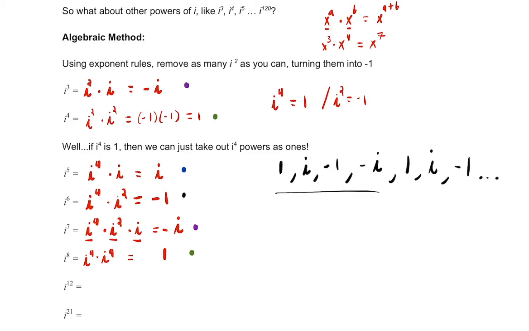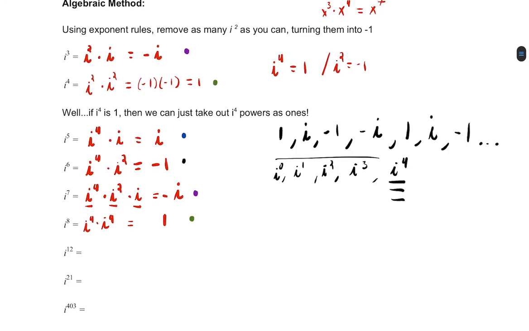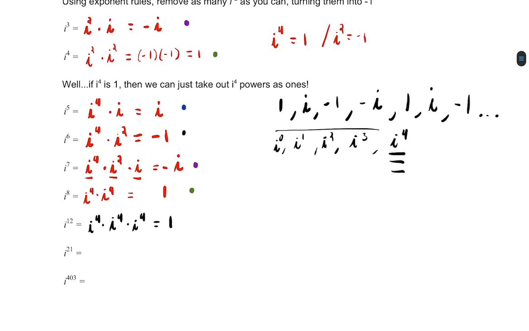So we can look at this and say, okay, this is i to the 0, i to the 1, i to the 2, i to the third, and i to the fourth. Every power of 4 will be 1. So i to the 12th, since that's i to the fourth times i to the fourth times i to the fourth, that's all 1s. That's going to be 1. And then i to the 21st is i to the fourth times itself 5 times, 1, 2, 3, 4, 5. That's i to the 20th times 1 more i.